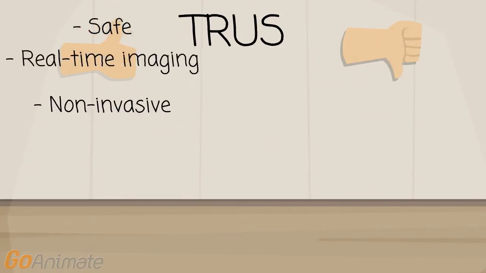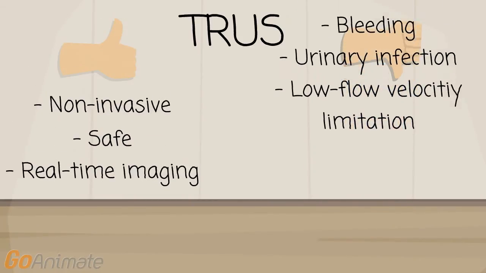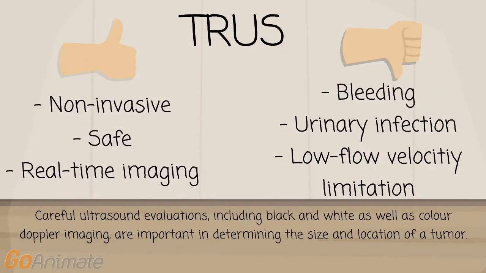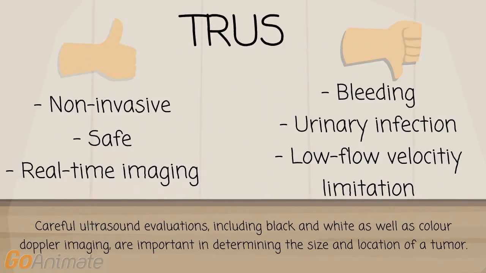The pros include non-invasive, safe as it doesn't use ionizing radiation, and provides real-time imaging, which is good for guiding a biopsy. However, cons include bleeding, infection, urinary difficulty, and resolution of color Doppler is 1 mm, whereas the diameter of prostate cancer microvessels is smaller than 50 micrometers.